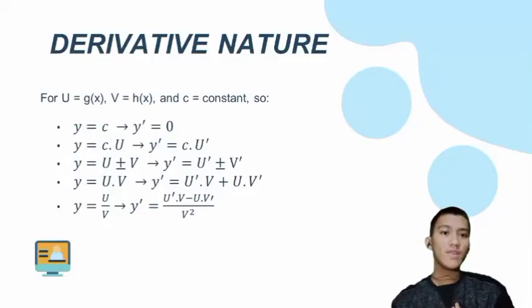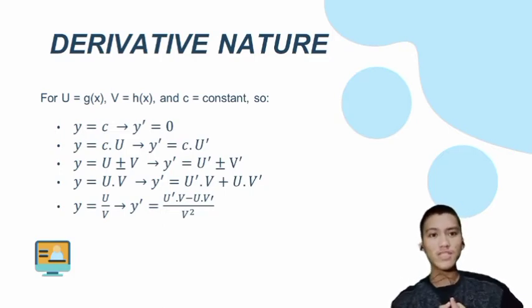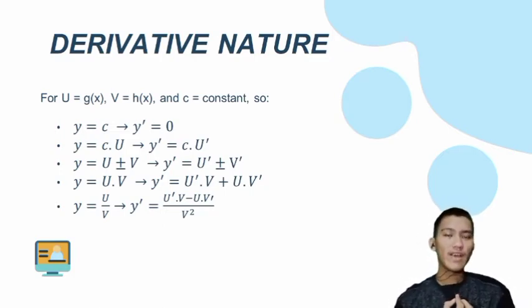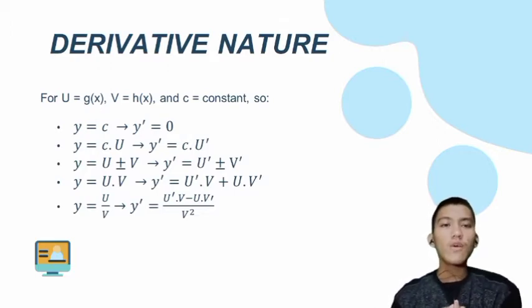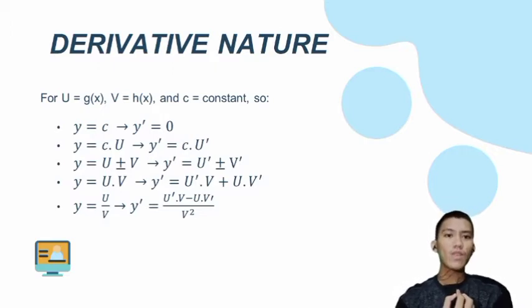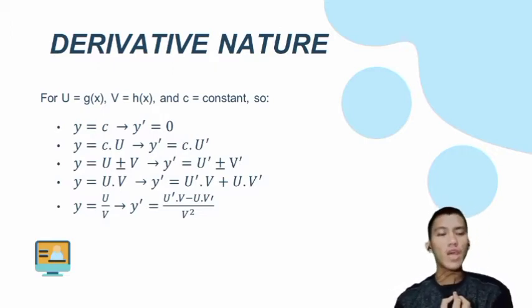Part 3. Derivative nature. For u = g(x), v = h(x), and c = constant: if y = c, then y' = 0. Next, if y = c times u, then y' = c times u'. Next, if y = u plus or minus v, then y' = u' plus or minus v'.